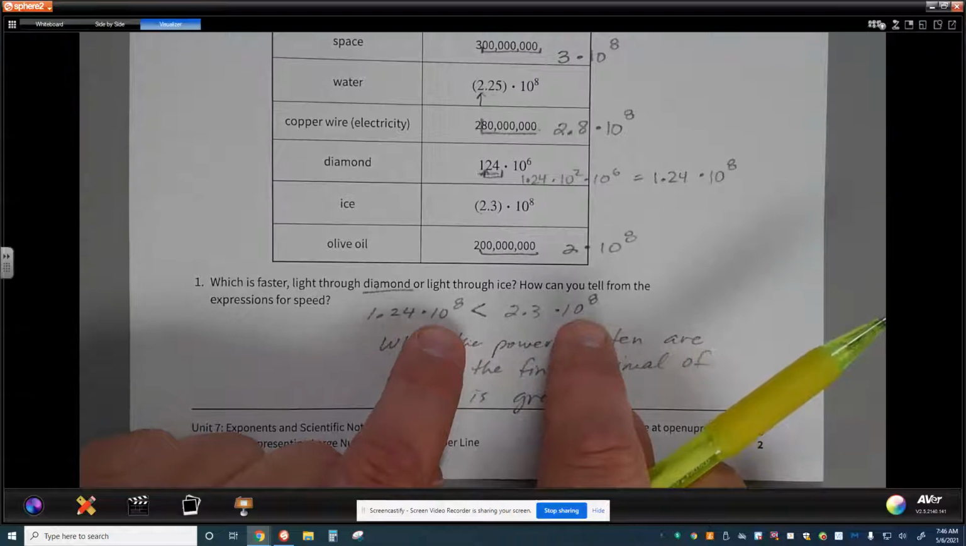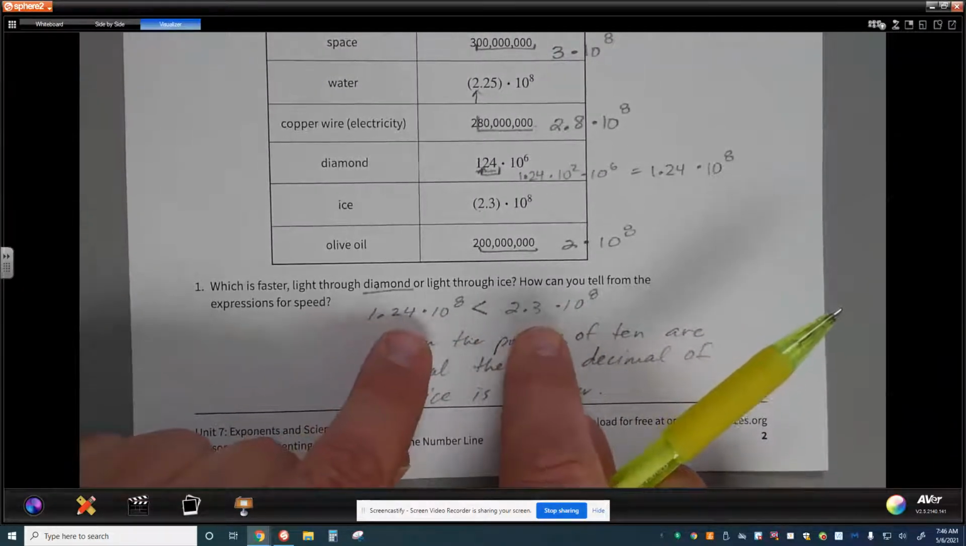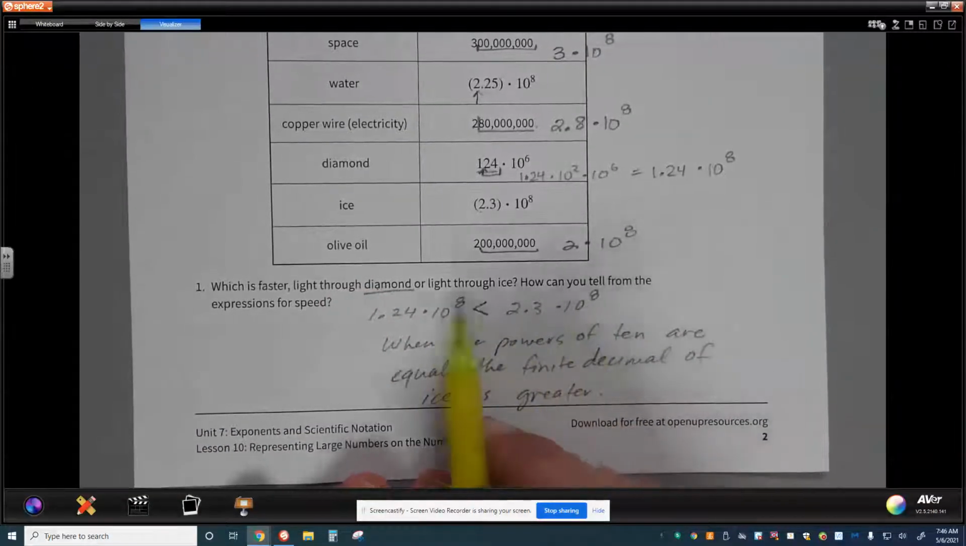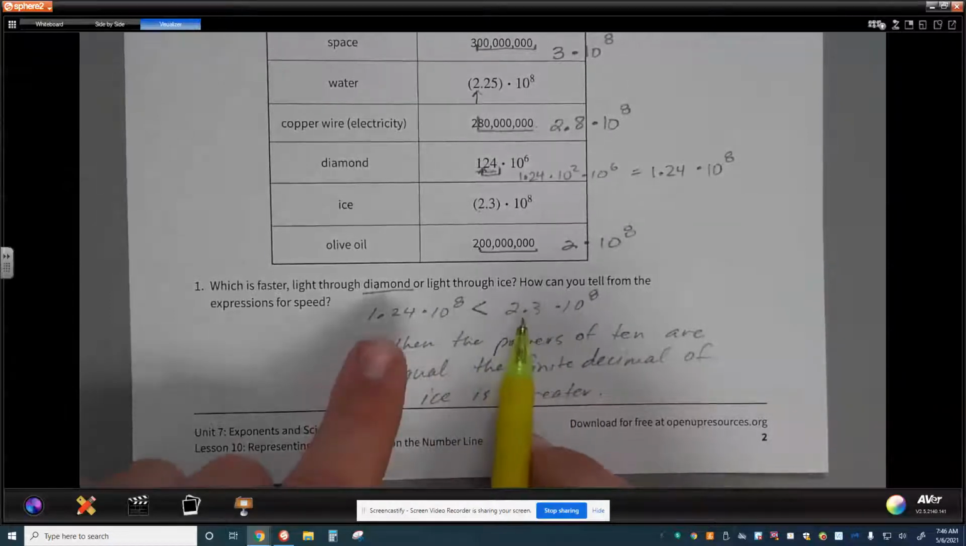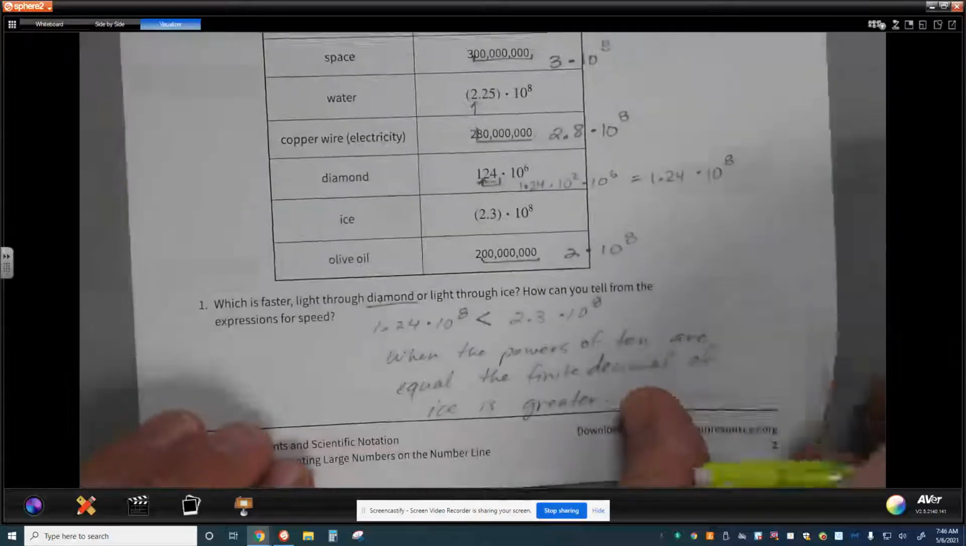If the powers of 10 are not the same, then these place values, the ones, the tenths, and the hundredths, and so on and so forth, are not actually lined up. This is the critical part. If the powers of 10 are not equal, then I cannot compare the finite decimals and say that they're the same values. Okay, let's go ahead and step this up just a little bit more.